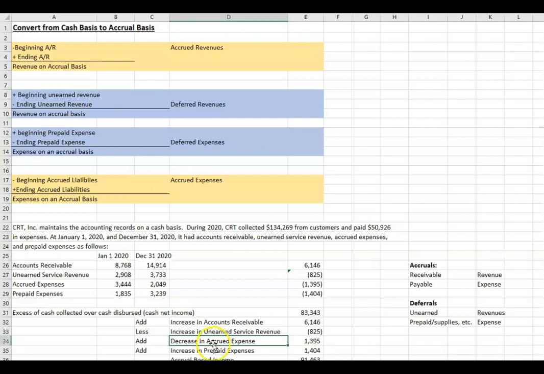Now let's look at decrease in accrued expense. So accrued expense, we're right here. We're talking about an accrued expense, and so it's a payable. So in order to reduce a payable, it would be a debit to accounts payable, and we pay that with cash. So for the net effect of this transaction, we reduced cash. But for accrual basis, we didn't hit an expense during this transaction, and so we need to add that back.